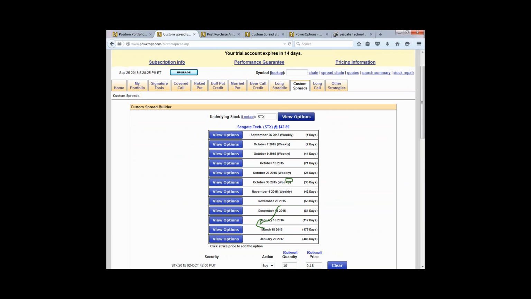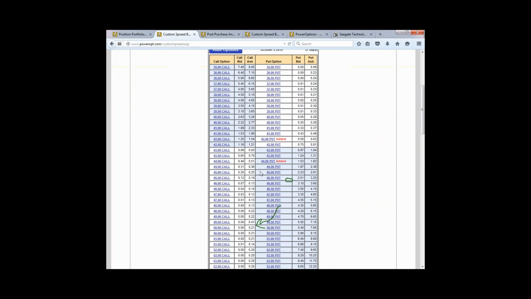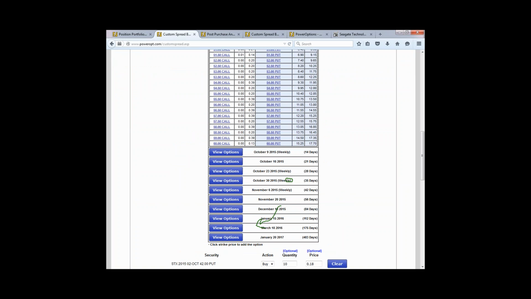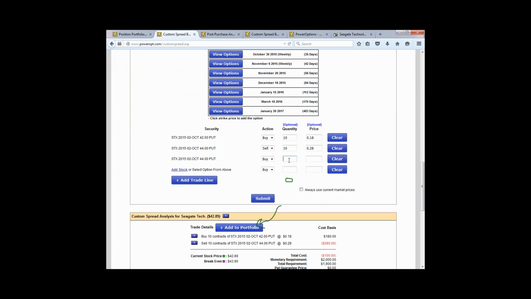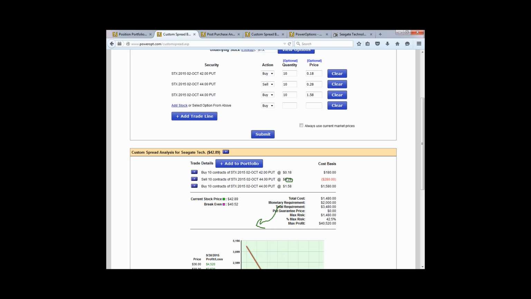So let's go into View Options. Let's go to October 2nd. Let's click on our 44 put again, and we're going to call that a 1.58 cost one more time. So we're going to buy 10 at 1.58. Now we know that we took in a 10-cent net credit. Buying it back at 1.58 is going to put us at a cost basis of 1.48 into the position, $1,480. But what did we just do?